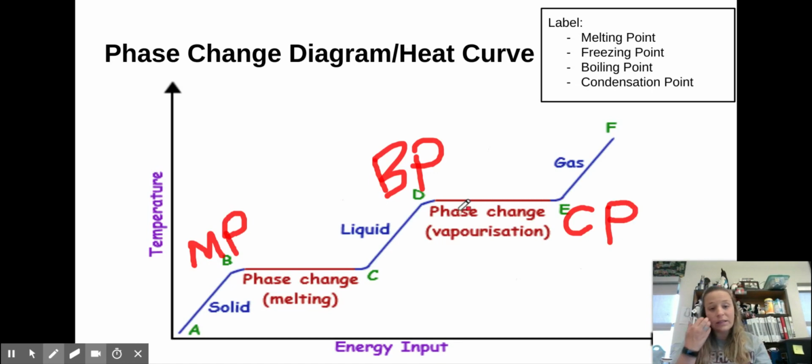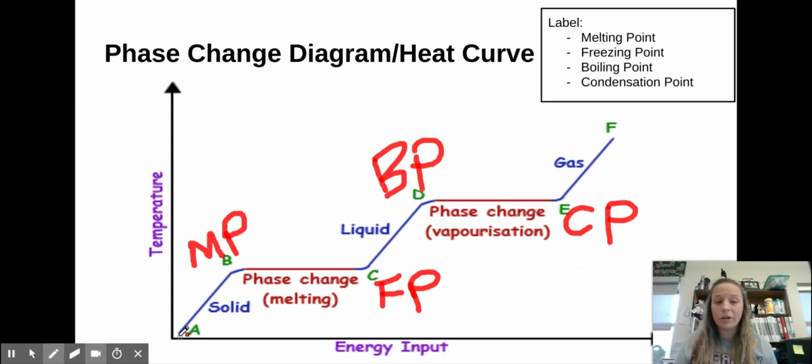Again, we're going to stay at 100 degrees Celsius until every single molecule is a liquid. Once they're all liquid, then I'm going to get colder still until I hit letter C. That's my 0 degrees Celsius. And I'm going to start freezing, which means this is my freezing point. And I'm going to stay at 0 degrees Celsius until every single molecule is an ice cube. And then my ice cubes can get colder again.